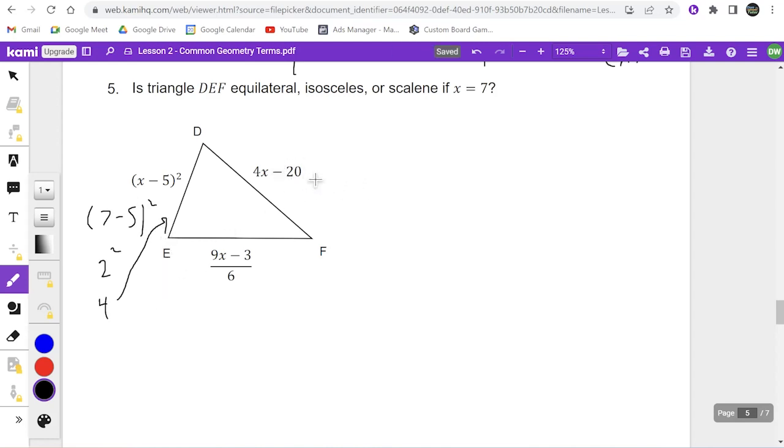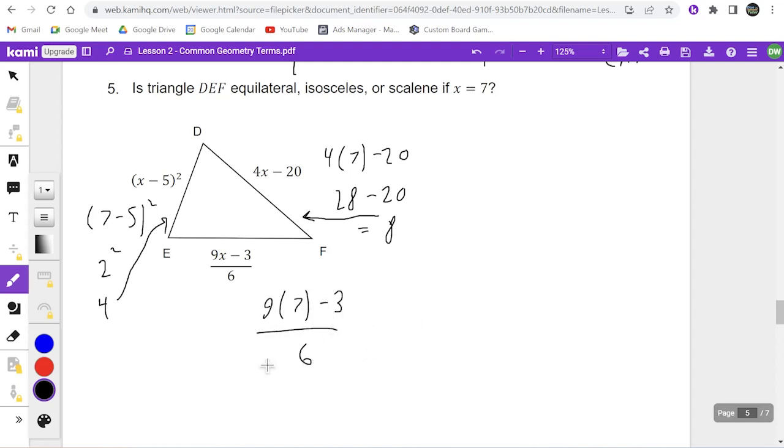Next, let's do 4x minus 20. That's the next easiest one. So that's going to be 4 times 7 minus 20. 4 times 7 is 28. Minus 20, we'll get 8. So far, the sides are different. We're at least at isosceles. It's either isosceles or scalene. And now for the last one, (9x minus 3) over 6. That's fun. So 9 times 7 minus 3, all over 6. That's going to be 9 times 7 is 63, minus 3, over 6.